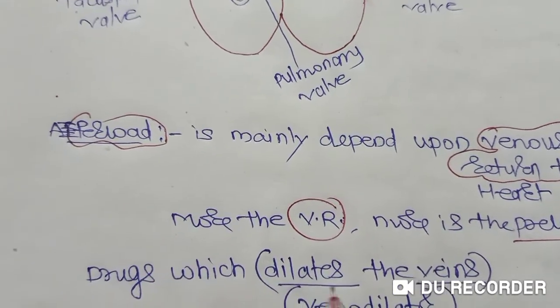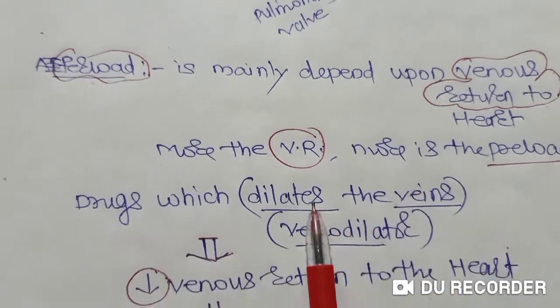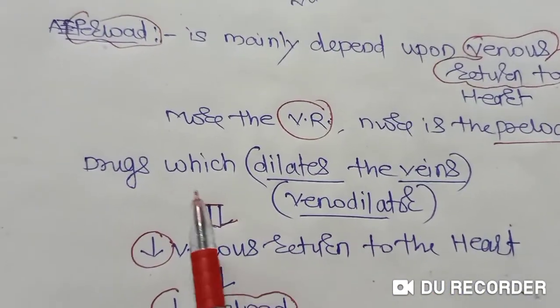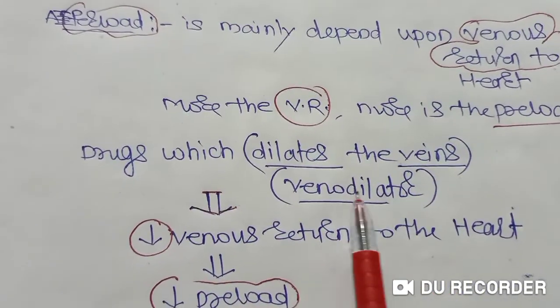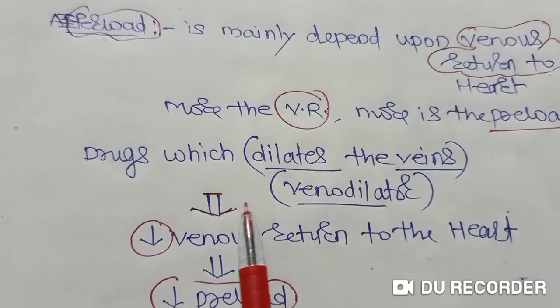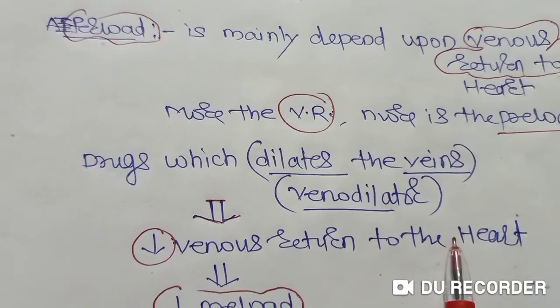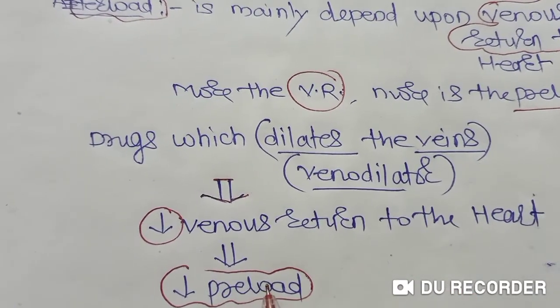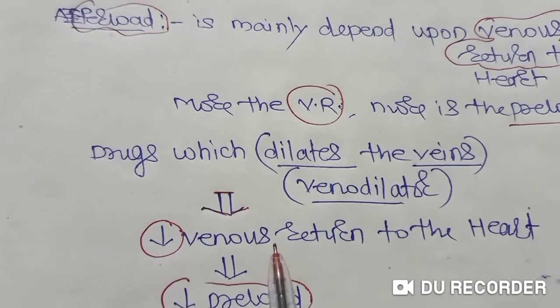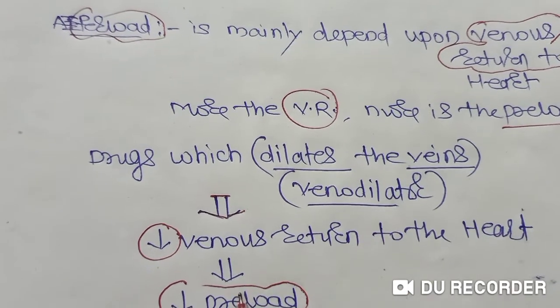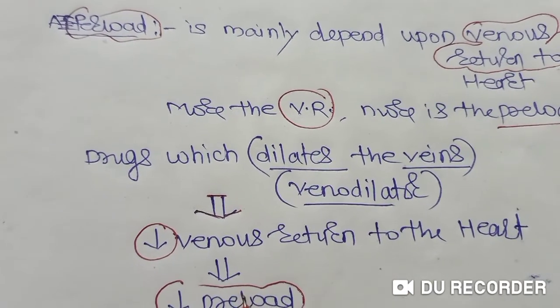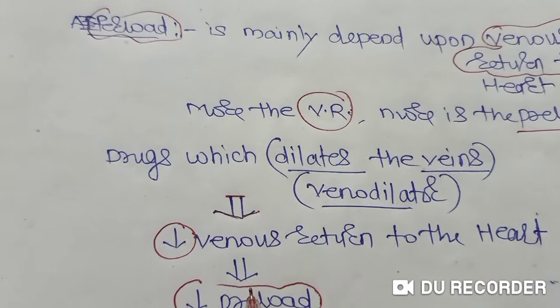Now drugs which dilate the veins, we call them venodilators. What will happen if there is venodilatation? It will decrease venous return to the heart. That means it will decrease the end diastolic volume and that will decrease the preload.